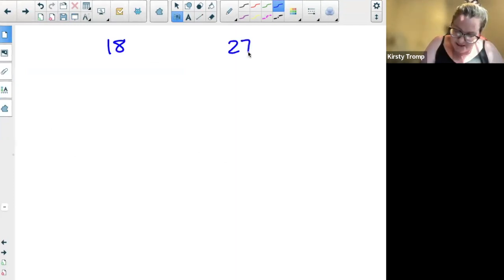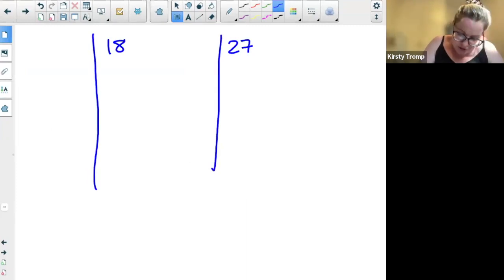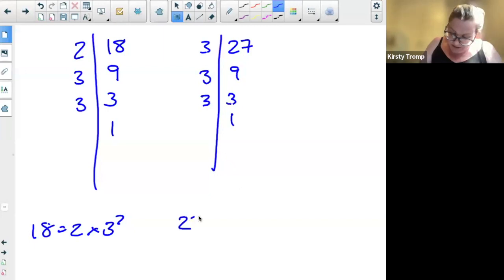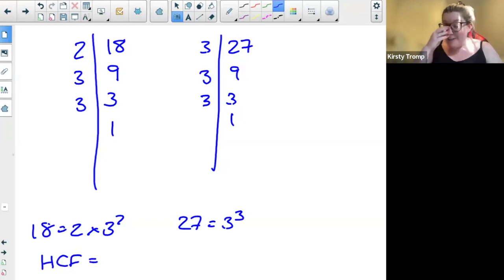27. So I'm going to do it untidily, because I want to do it quickly. So 2 and 9, 3 and 3, 3 and 1. So 18 is equal to 2 times 3 to the 2, hey? 27, so 3 and 9, 3 and 3, 3 and 1. So 27 equals 3 to the 3, hey? Do you agree? Yes.